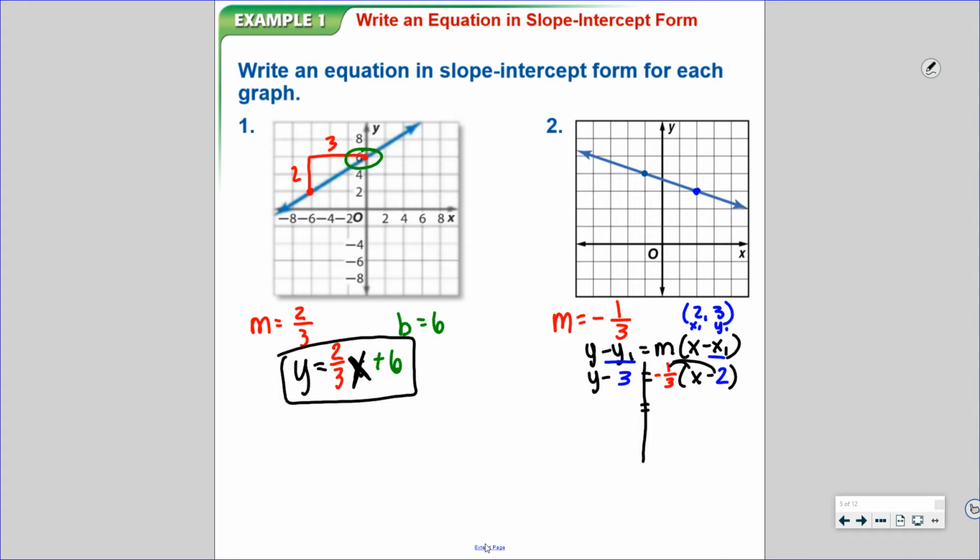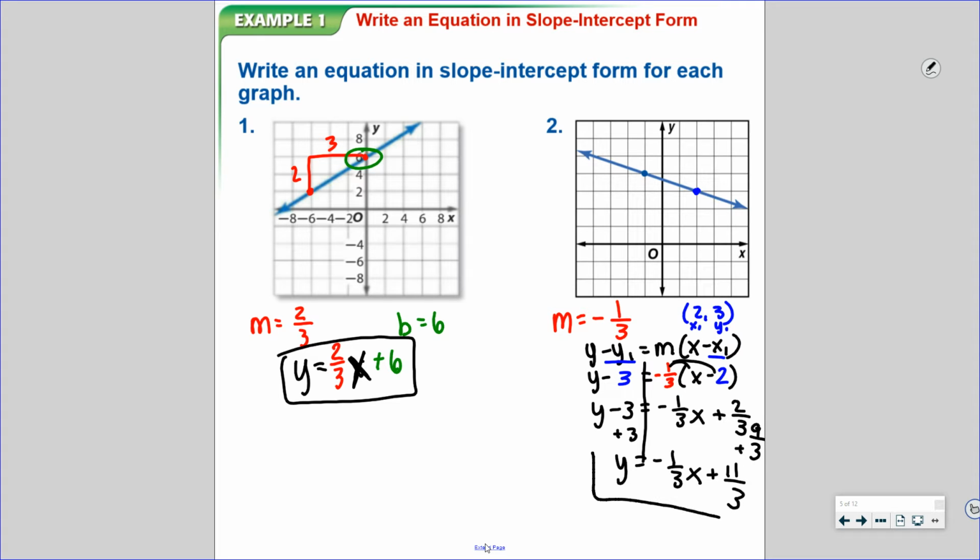That's negative 1/3 x. Negative 1/3 times negative 2 is positive 2/3. And then the only other thing you'd have to do is add over that 3. Okay, think of 3 as 9/3. That helps. 9/3 plus 2/3, we get 11/3.